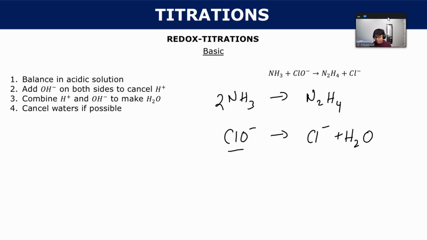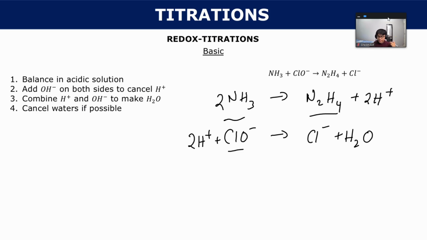Now let's balance the hydrogens using H plus ions. So on the top, you have 6 hydrogens on the left, but on the right, you only have 4. So let's add 2 H plus ions to balance that out. And then on the bottom here, you have two hydrogens from the water on the right, but none on the left. So let's add 2 H plus here as well.